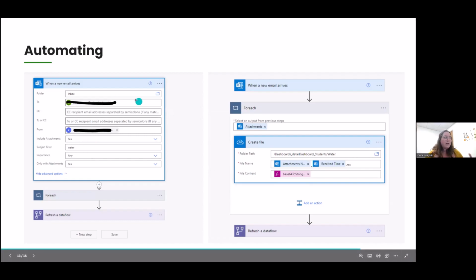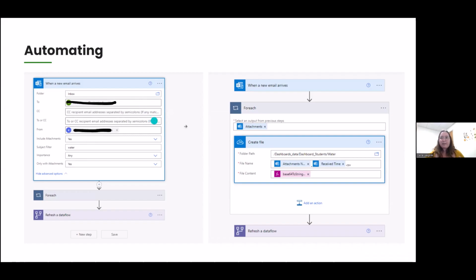When an email arrives with an attachment and the subject line, for this I just put water, but I would probably include a more specific subject line, like NG monthly water report. It'll trigger this flow. Then the flow will take the attachment from the email and place it in a OneDrive folder, just called water for the purposes of this.